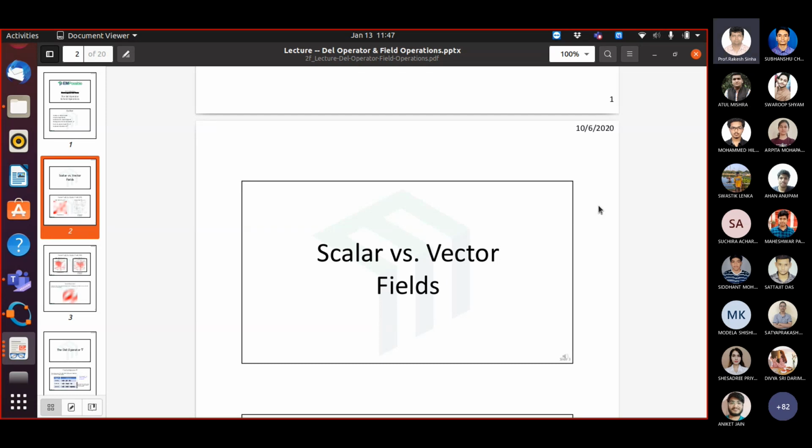So a field is basically something which is varying with respect to space. At different spatial points, it has a different value. And in the case of a vector field, it will not only have a certain value, it will also have a certain magnitude and direction.